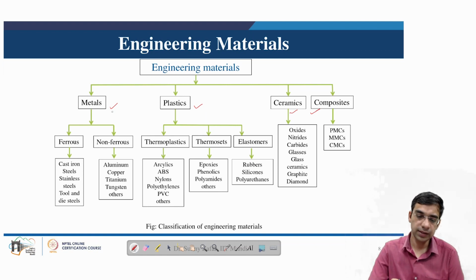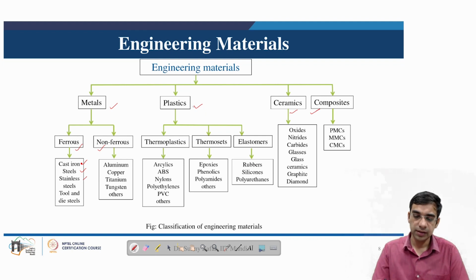So in terms of metals, we know metals are further classified as either ferrous metals or non-ferrous metals. So ferrous metals are basically iron based metals where iron is very dominant in composition. So all these cast irons, steels, stainless steels, tool steel, die steel, etc., come in this category of ferrous based metals. Non-ferrous based metals include aluminium, copper, titanium, tungsten, and many others.